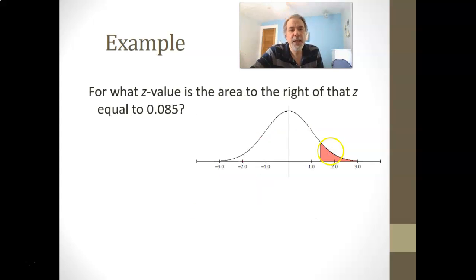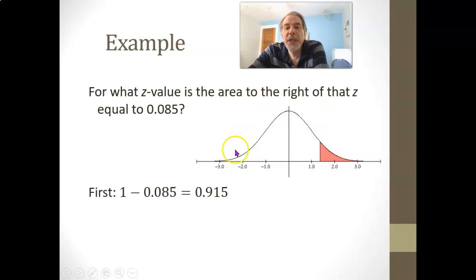Now what about something like this? For what z value is the area to the right of that z equal to 0.085. If you watched my other video about how to do this using the table, you know that for the area to the right, the first thing we have to do is subtract that area from 1. The total area is 1. If we subtract off the 0.085 that's over here, then we get the part that's over here, which in this case turns out to be 0.915.